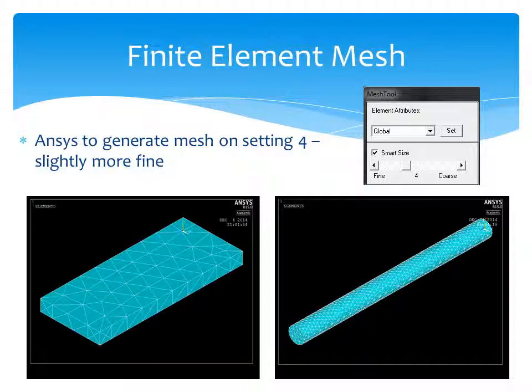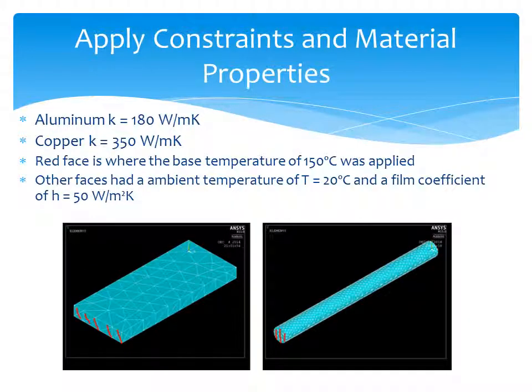Using ANSYS, we generated a mesh of value 4, which is slightly more fine than the default since our solids are simple. To properly constrain our models, we applied a temperature and convection load at the proper faces of the fins. Here they're displayed in red.